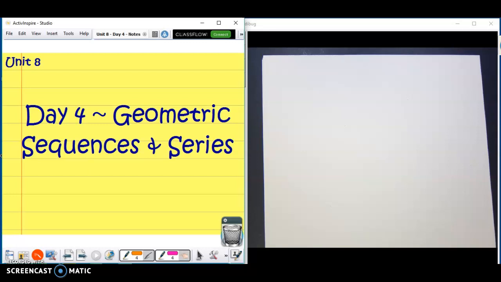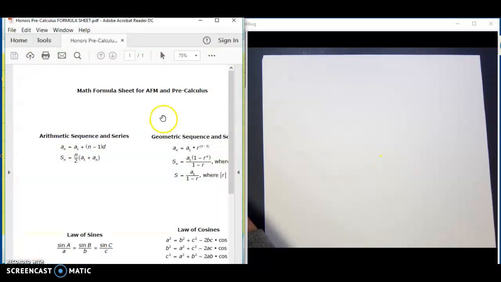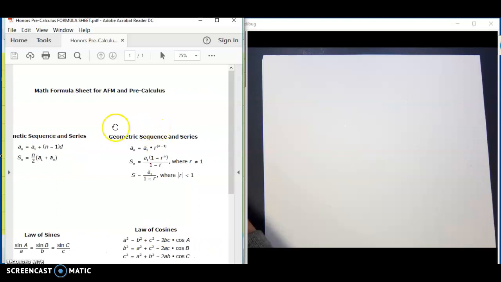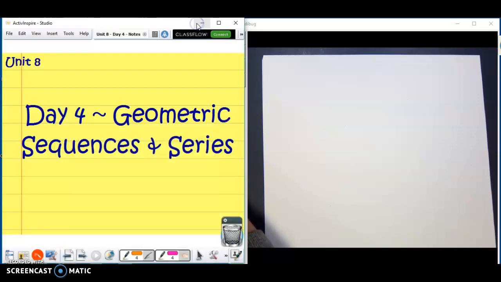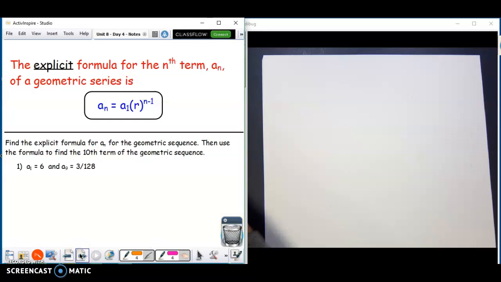Remember, series means sums. Geometric means you have that ratio, so the ratio is what you're multiplying by to get from term to term. And when we're looking at our formula sheets, they do have the geometric section. This is the sequence formula that we've already looked at, and then we'll be taking a look at our sum formulas later on in the lesson. So to start off, right here, explicit formula, that is the formula that is on your formula sheet.